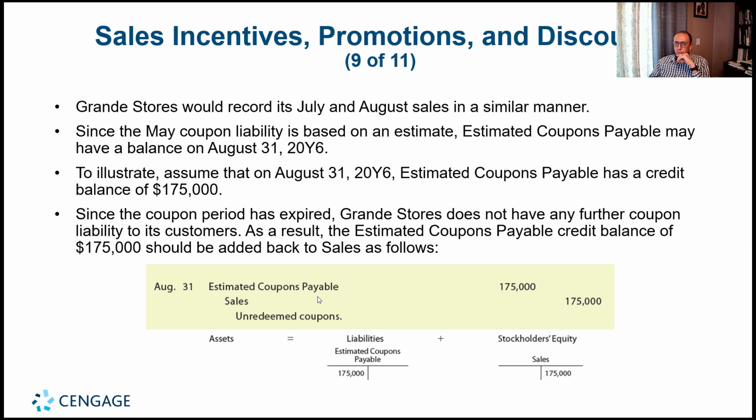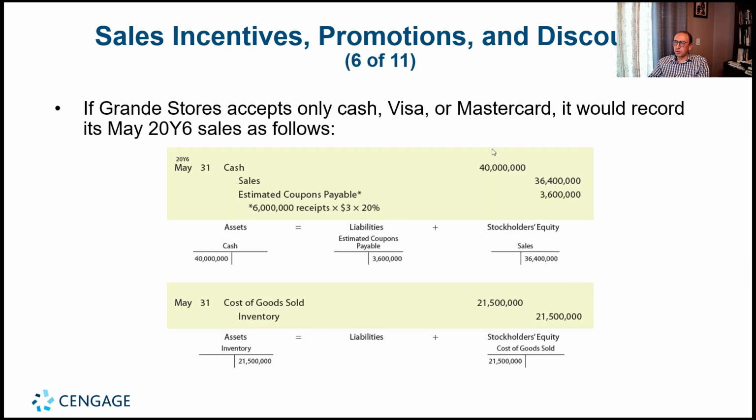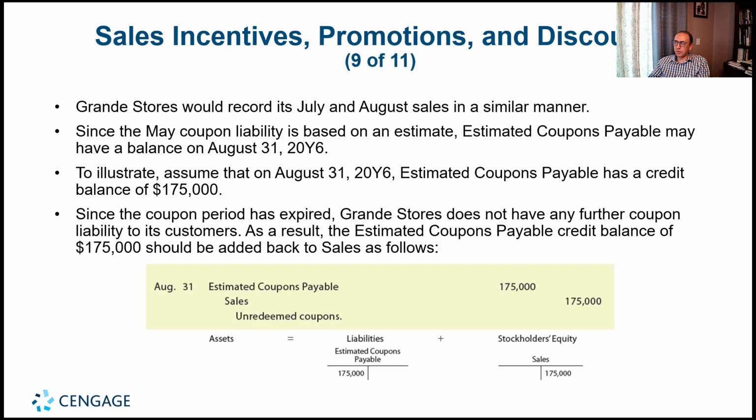So we debit estimated coupon payable, and we credit sales that we actually didn't have, but we previously had for people who made purchases of our products, and we offered them the coupons, and we had an estimate for that, but they didn't use it. So now the sales are increasing. The 175,000, if I go back, this is part of our $40 million sales. So not all the 3.6 million were used. There were 175,000 that were not used.